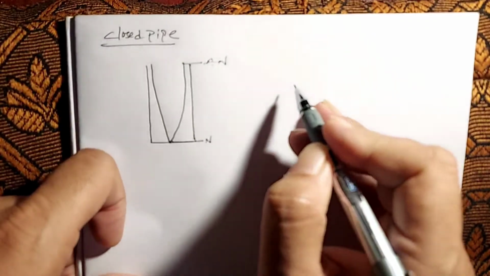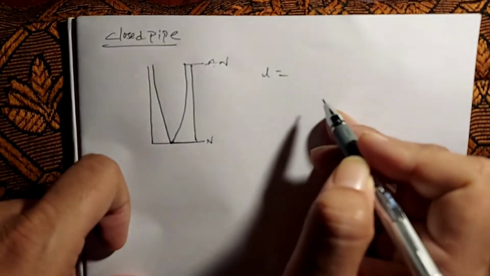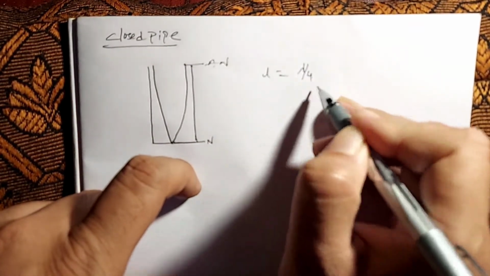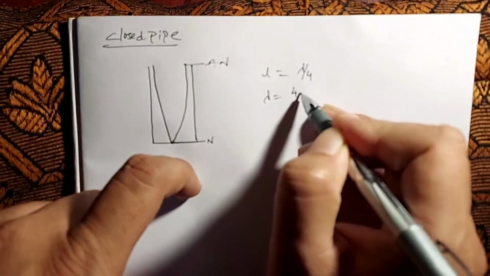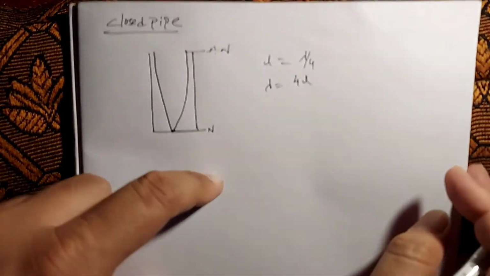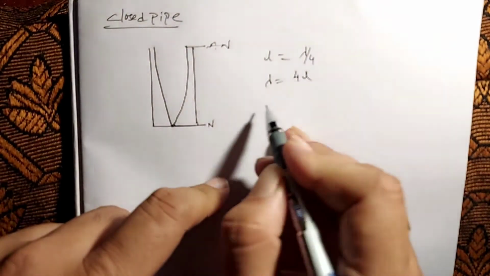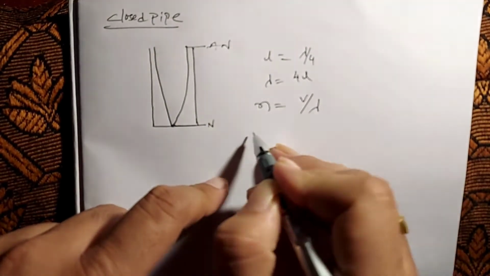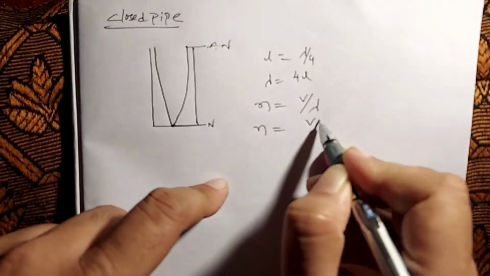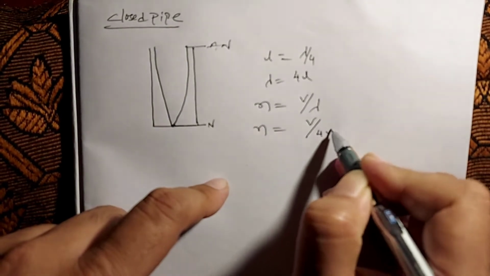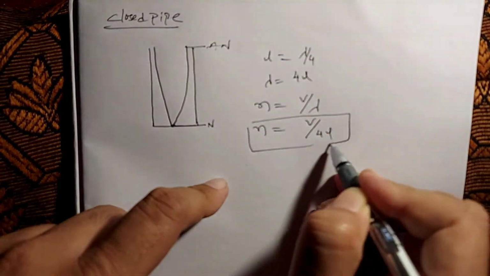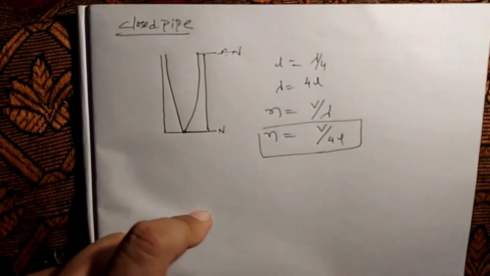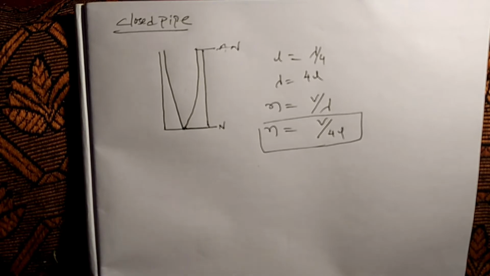Now the length of the air column is equal to the distance between antinode and node, which is lambda by 4. So lambda is equal to 4L. Now with what frequency does the air column vibrate? Let us calculate. We know that n is equal to V by lambda, so n is equal to V by 4L. This frequency is called the fundamental frequency of the air column.